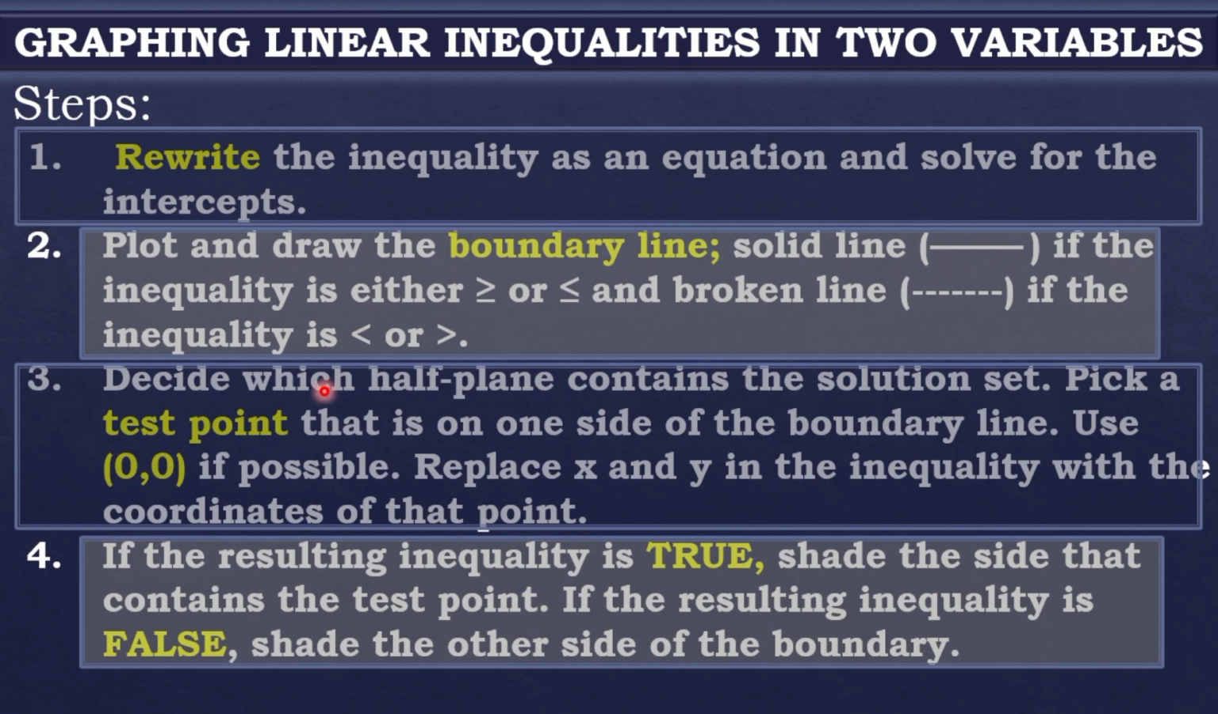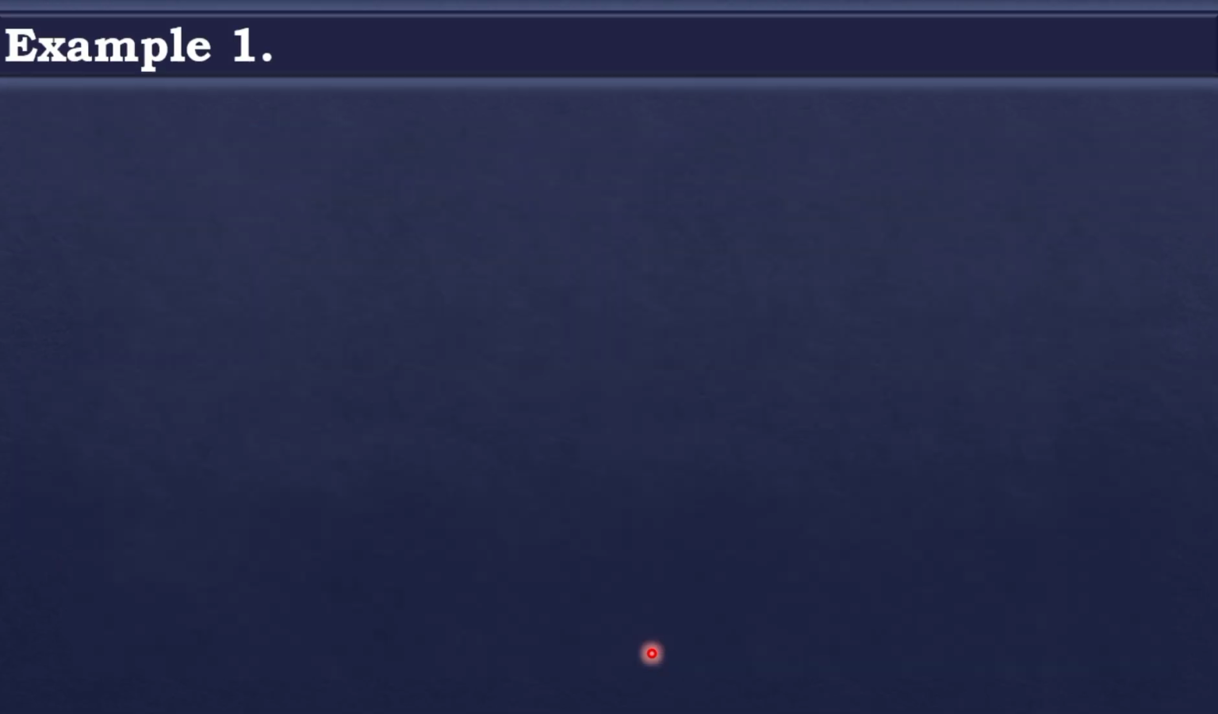So, kung 0, 0 ang test point mo, isasama mo to sa pag-shade. Itong side na to na may 0, 0, yun ang isi-shade mo. Kapag ang result ay false, then itong 0, 0, hindi siya kasama, dun ka mag-shade sa other side of the boundary. Okay? So, let's have an example.